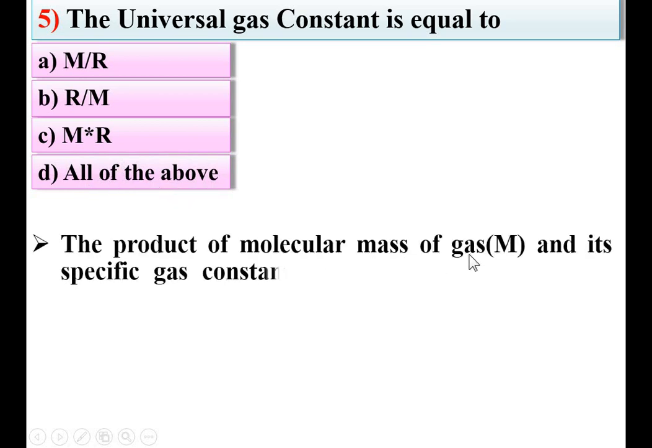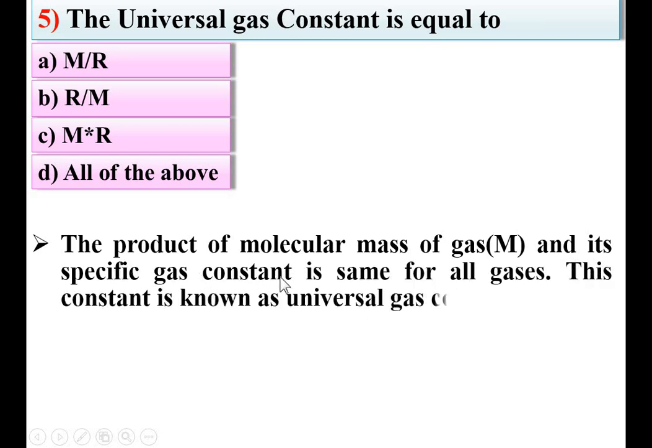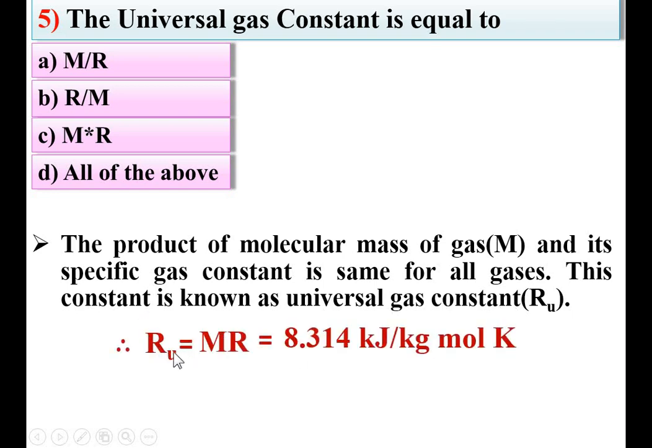The product of molecular mass of gas M and its specific gas constant is the same for all gases. So keep in mind, the product of molecular mass M and its specific gas constant, that means R, is the same for all gases. And this constant is known as universal gas constant. So I can say universal gas constant Ru is equal to M into R. And that is always constant for all gases. And that is 8.314 kilojoule per kg mole Kelvin. So C is the right answer.